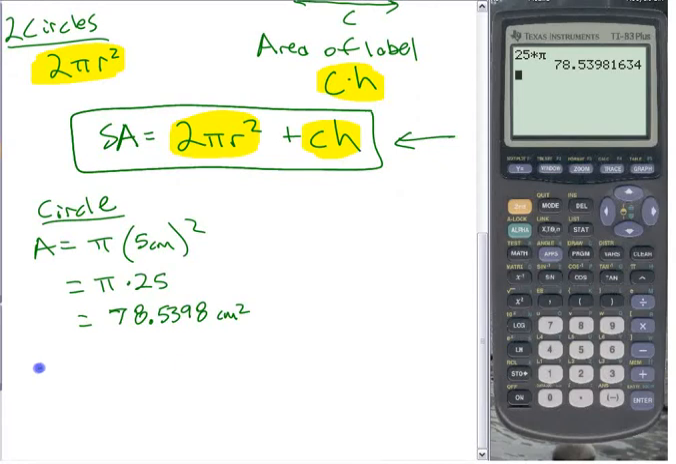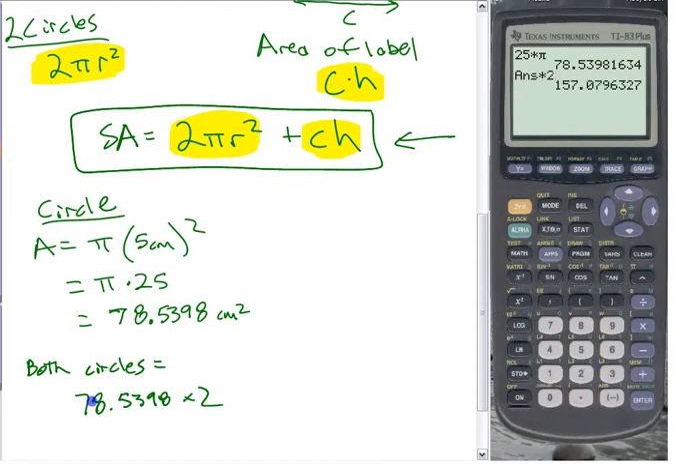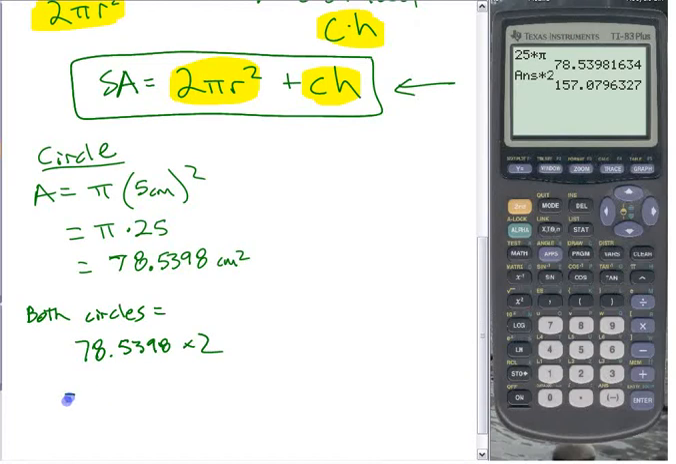How do I figure out how much both circles are? Equal that area times 2, right? 78.5398 times 2. So that number times 2, 157 point, if we're copying down a few decimal places here, 157.0796 centimeters squared. So we need that number. That's our two circles. We also need the label.